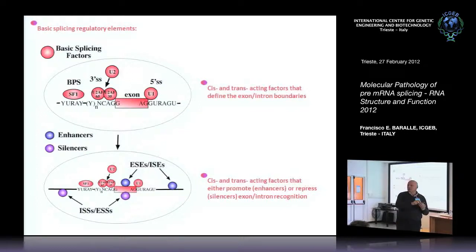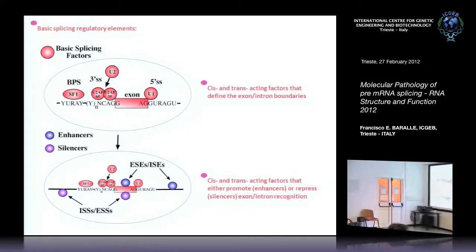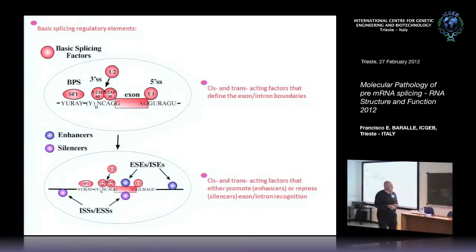There are also splicing silencers. So they make the recognition more difficult. And these enhancers or silencers can be found also in the introns, so away from the exon, even quite far in the introns, and can favor the recognition or can suppress the recognition of a given exon.